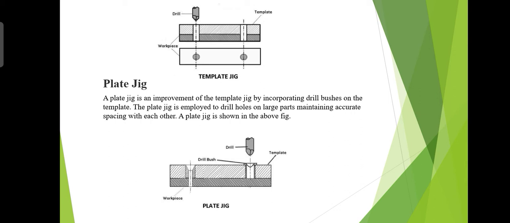This is the basic diagram of a plate jig. This one is the drill, and this is the template, and this is the drill bush, and this is the workpiece. You can easily see, and this diagram explains the plate jig. A plate jig is an improvement of the template jig. In other words, you can say that it is the extension of the template jig.